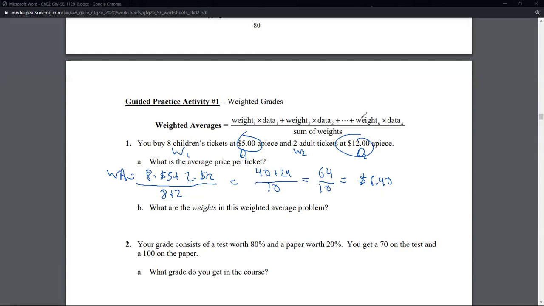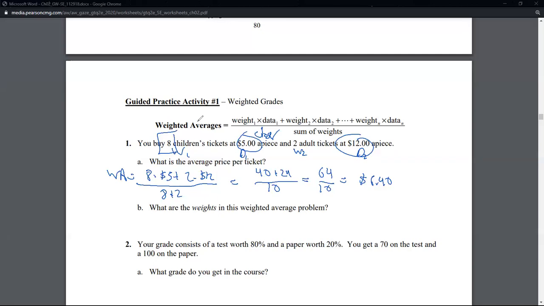In an extended sense, does it make sense? And I'll say yes, it does. We bought more children's tickets, so the average should be closer to the children's ticket price. If I flip the 8 and the 2, if I bought 8 adult tickets and 2 children's tickets, I would expect this average to probably be like $10.50, or somewhere in that ballpark, plus or minus 50 cents.